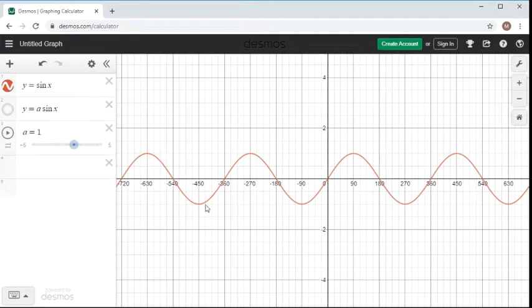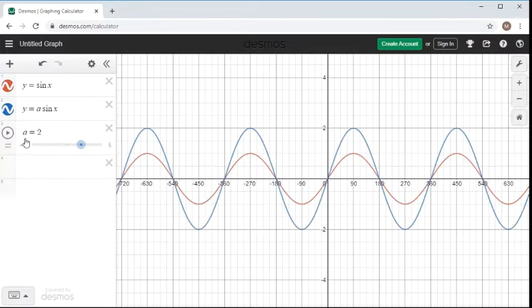So right now the red graph you see here is y equals sine x, and I am going now to show a second graph, which is y equals a times sin x. At this point, as you can see here at the left hand side, the value of a is 1. So I'm going to show the blue graph, which if a is 1 is going to be exactly the same as the red graph. Now I'm going to change the value of a and see how the graph is going to change.